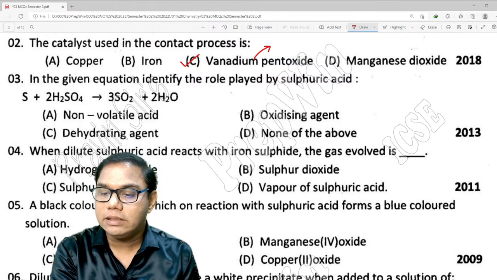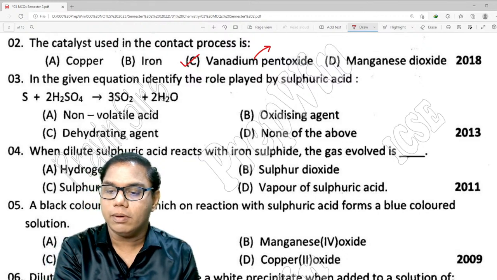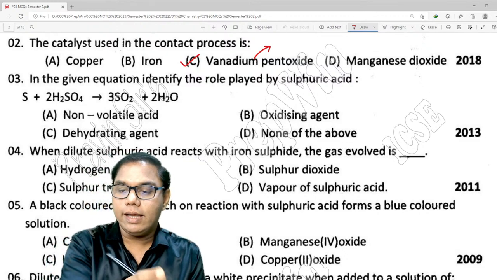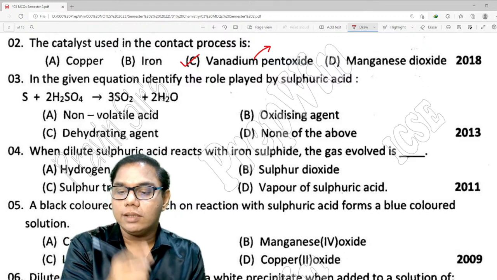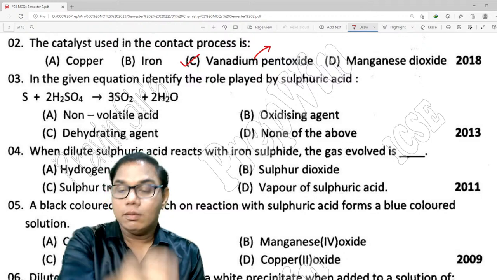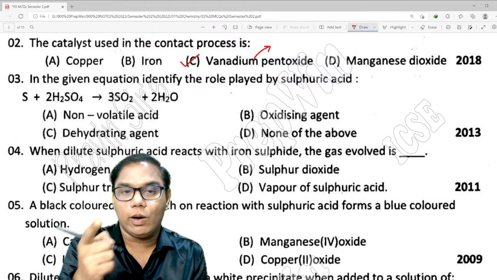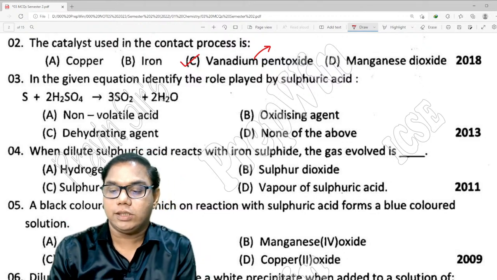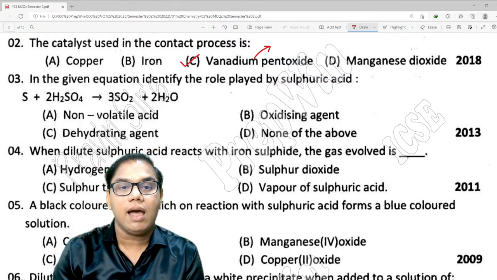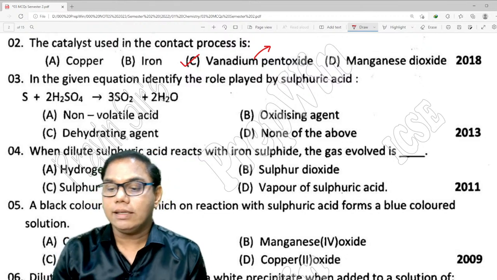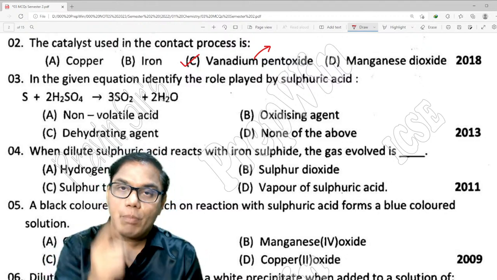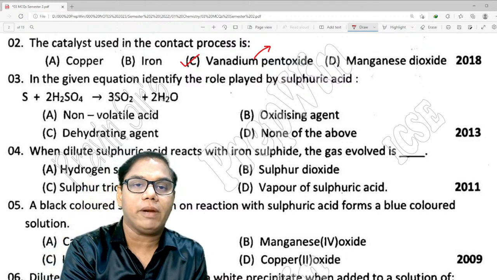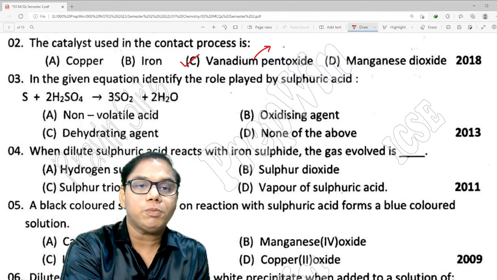Since this chapter is sulfuric acid and you know the chapter, you give the answer. These are board PYQs. Later on we will go for a mixed question, don't worry. Tell me. Yes, students are giving the right answer. Students are well prepared. My champions are well prepared for tomorrow's paper.